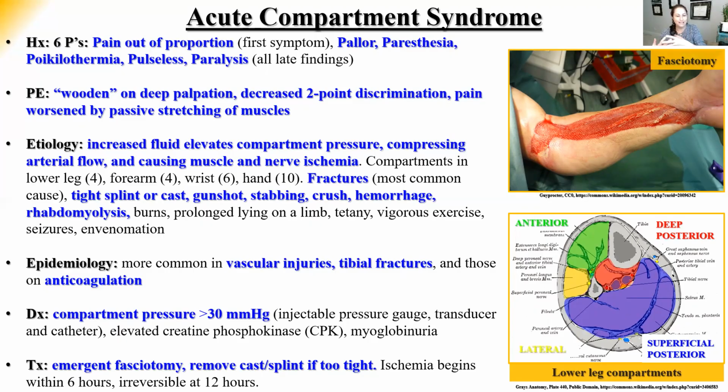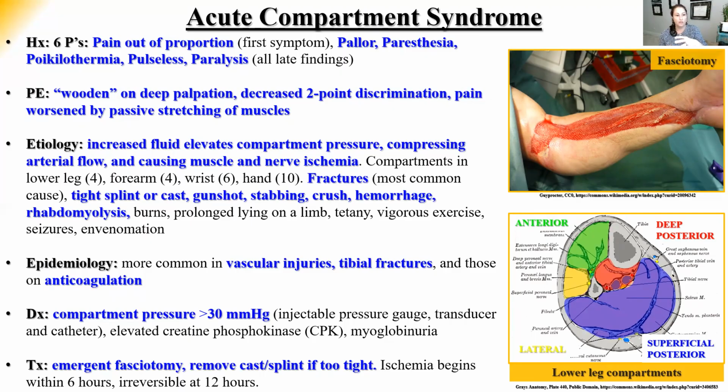So there are 6 P's of compartment syndrome. The first one is going to be pain out of proportion. So pain that's unresponsive to high dose of narcotics, pallor, paresthesias, poikilothermia or cold, pulselessness and paralysis. All of those are later findings in compartment syndrome. On physical exam, instead of being nice and mushy and bouncy, those compartments are wooden on palpation. In the later findings, decreased 2-point discrimination because that nervous function is being compromised. Pain worsened by passive stretching of the muscles.